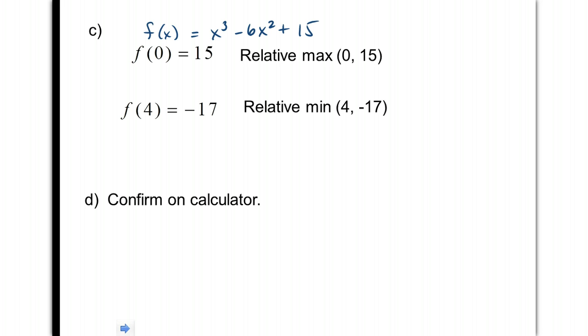Let's confirm this on the calculator. So that's (0, 15). And here's (4, negative 17). So it might look something like this. Just a rough sketch. Really easy to graph once you know the derivative and you analyze it.